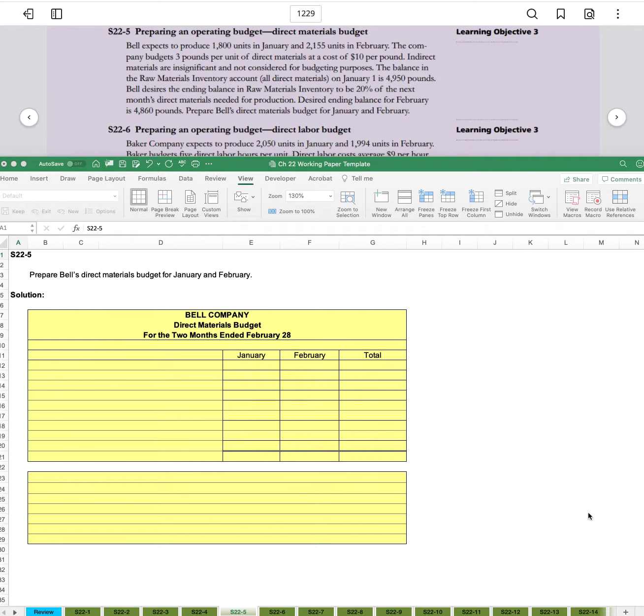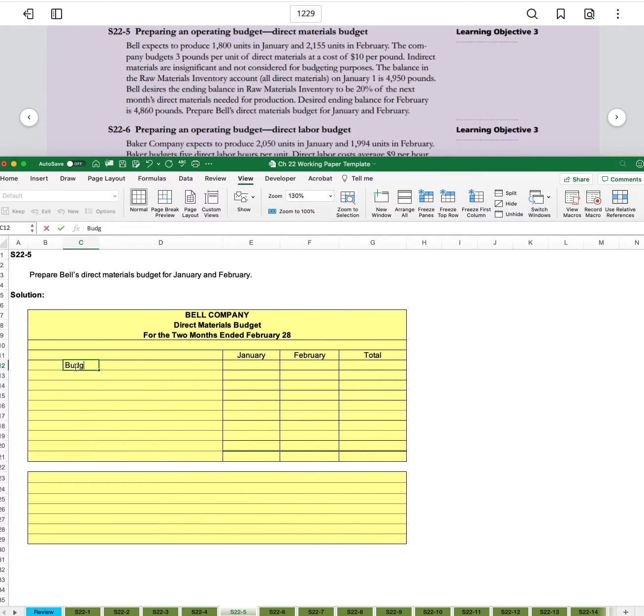Bell desires an ending balance in raw material inventory to be 20% of next month's direct materials needed for production. Desired ending balance for February is 4,860 pounds. Prepare Bell's direct materials budget for January and February. So down here in our little template, we'll start filling in our information.